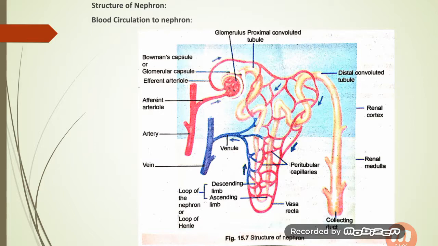Interlobular veins. So the function of interlobular veins will be just opposite to the function of the interlobular arteries. And the renal vein exits the kidney and connects it to the inferior vena cava. Inferior vena cava is the major vein of the body which carries the deoxygenated blood back to the heart.